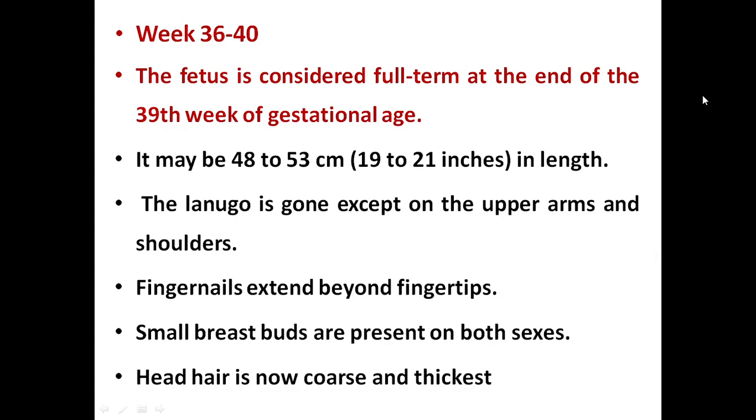Next, week 36 to 40, the fetus is considered full term at the end of the 39th week of gestational age. It may be 38 to 53 centimeters in length. The lanugo is gone except on the upper arms and shoulders. The fingernails extend beyond the fingertips. Small breast buds are present in both sexes and head hair is now coarse and thickest.